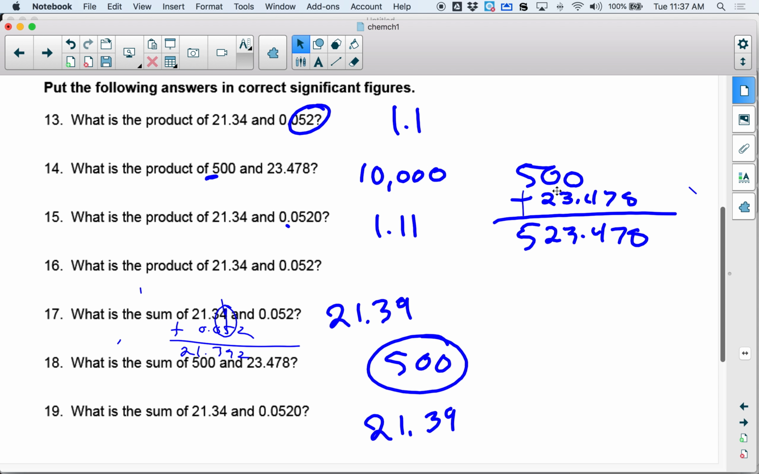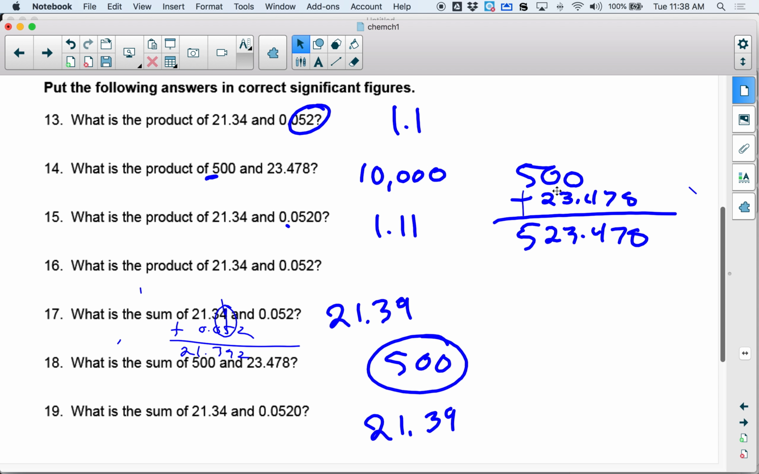21.392. And then we have to look at what place they agree. That would be this place right here. So that's the last significant figure that we can keep. So we would cut the rest off. Because this is a 2, we leave it the same. 21.39. Okay? Yeah, got to keep the rules straight.